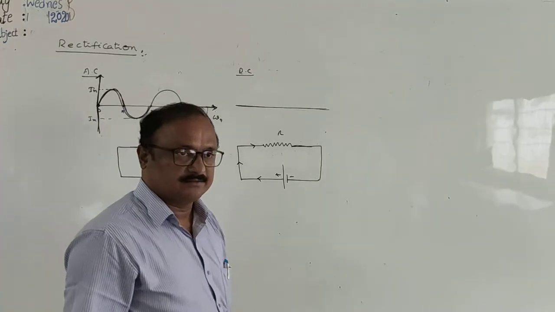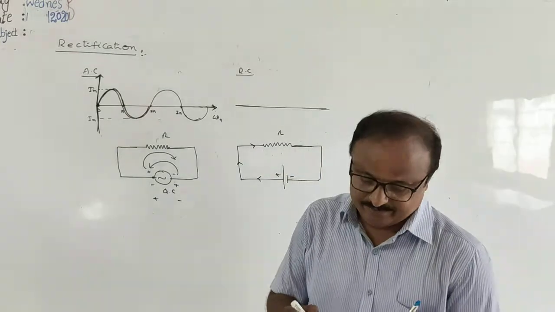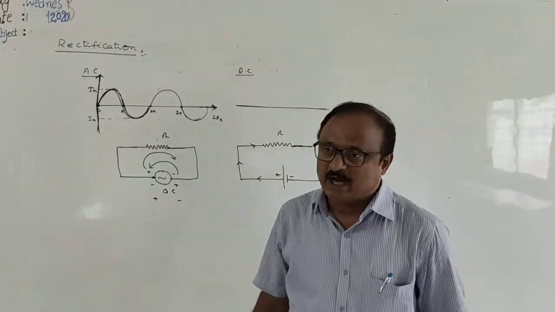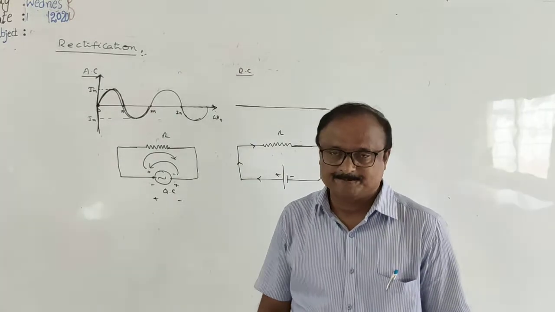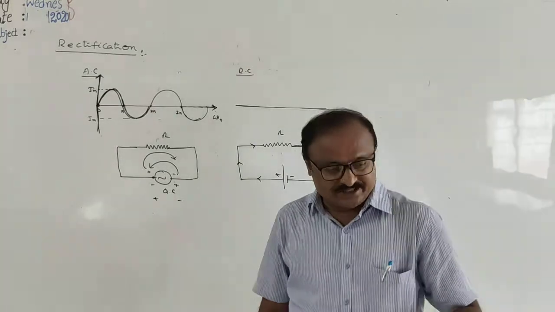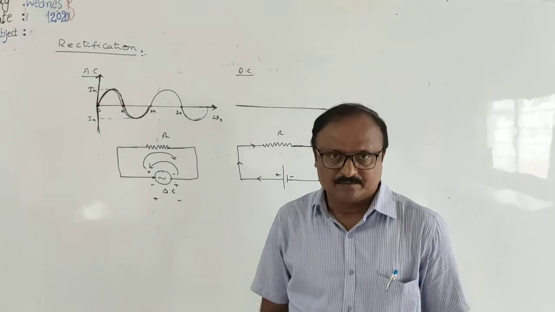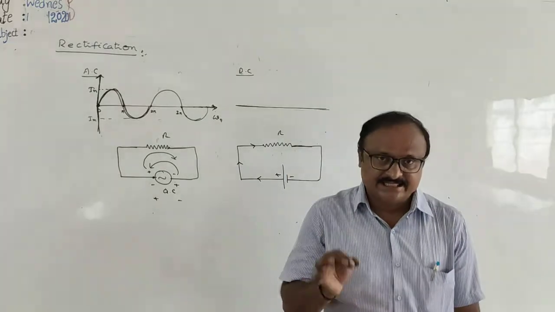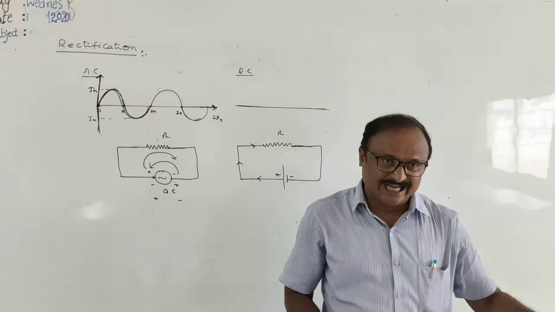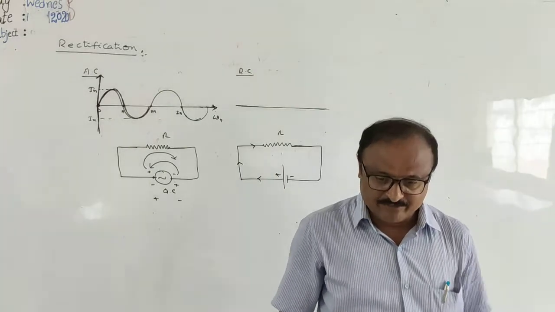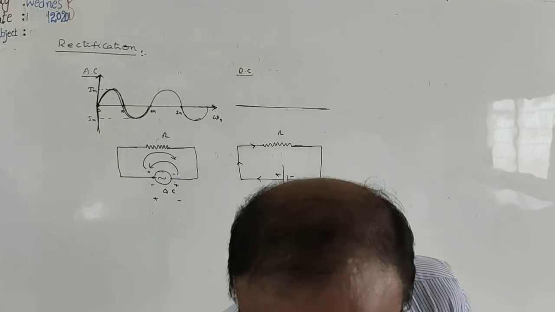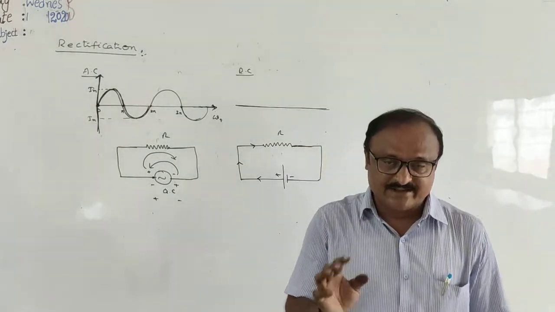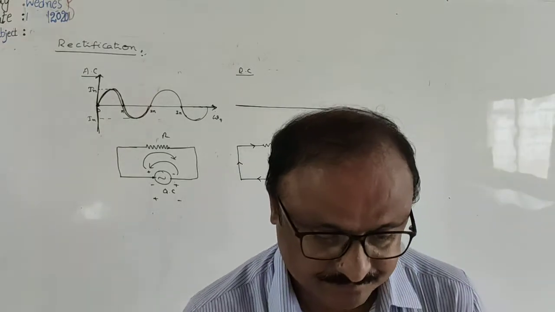In general, in our household, the current from the electric substation or from outside is completely AC. Suppose to charge a phone, we are using a charger, you know. A charger converts alternating current into direct current, so direct current is used to charge the cell phone. Okay?